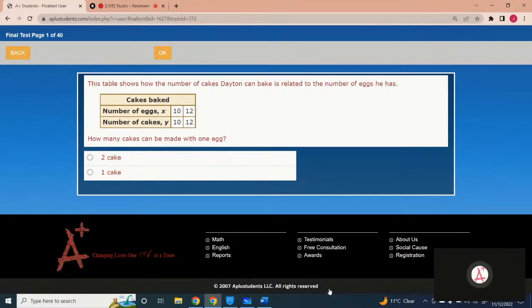You have to do y divided by x, so it would be one cake. That means by using one egg, he can make just one cake. Got it?